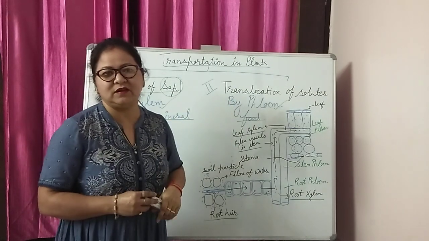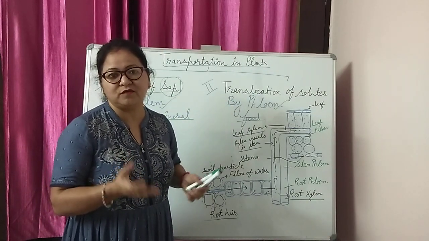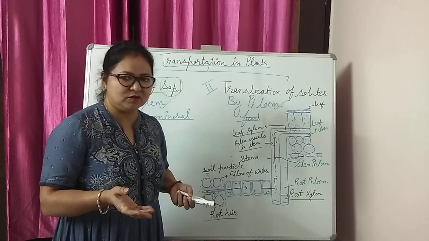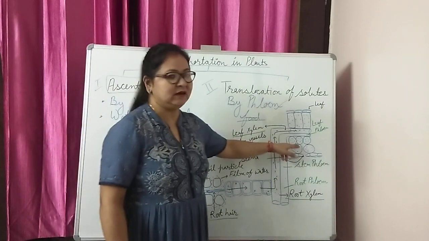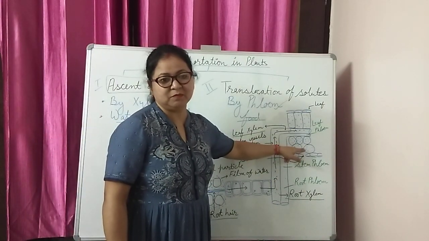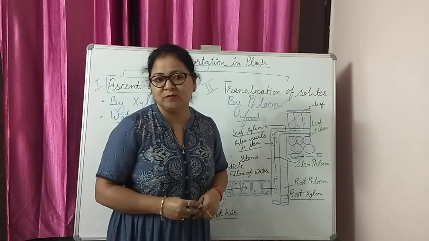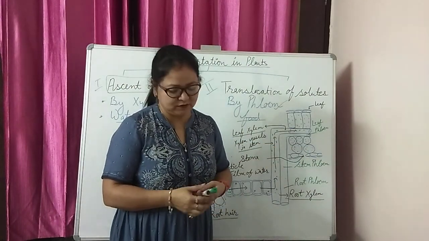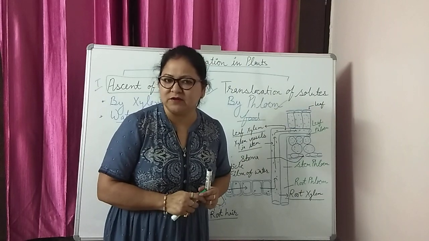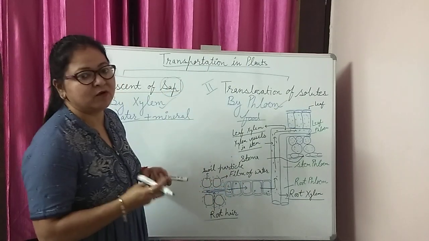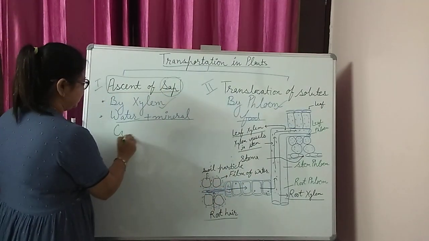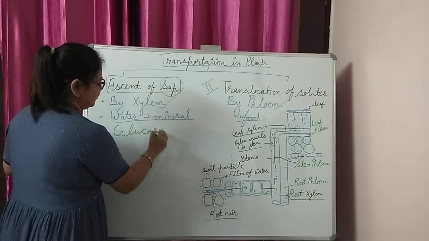Now the first question is, where is this food formed in the plant? Everyone knows the answer. That is the green leaves. Green leaves prepare the food with the help of the process known as photosynthesis. What is the product of photosynthesis? Everyone knows that it is glucose.